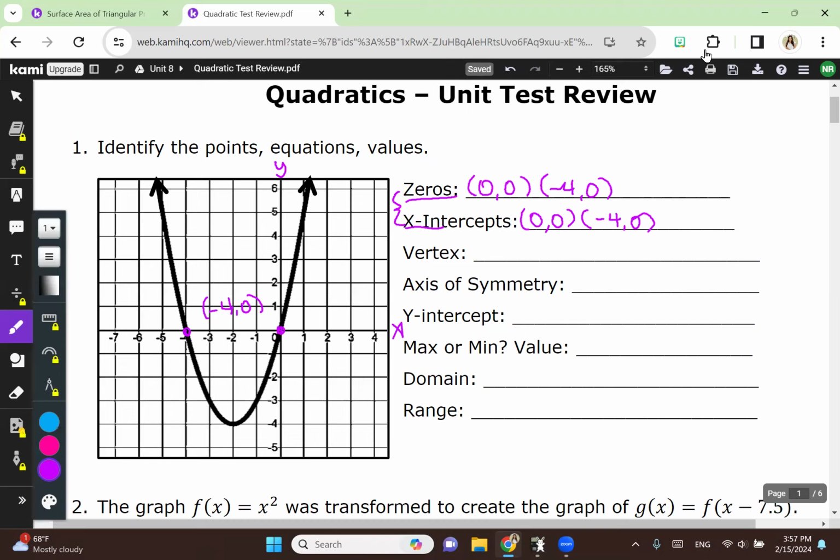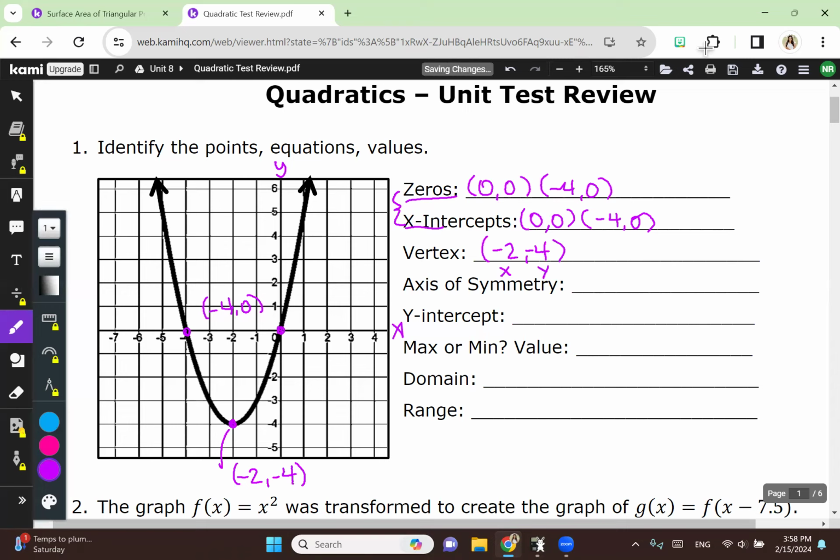All right, your vertex is always going to be the highest or the lowest point. And for this one, the vertex is (-2, -4). It's very important that you also label your vertex with x and y, because that will be very helpful for the rest of the questions.